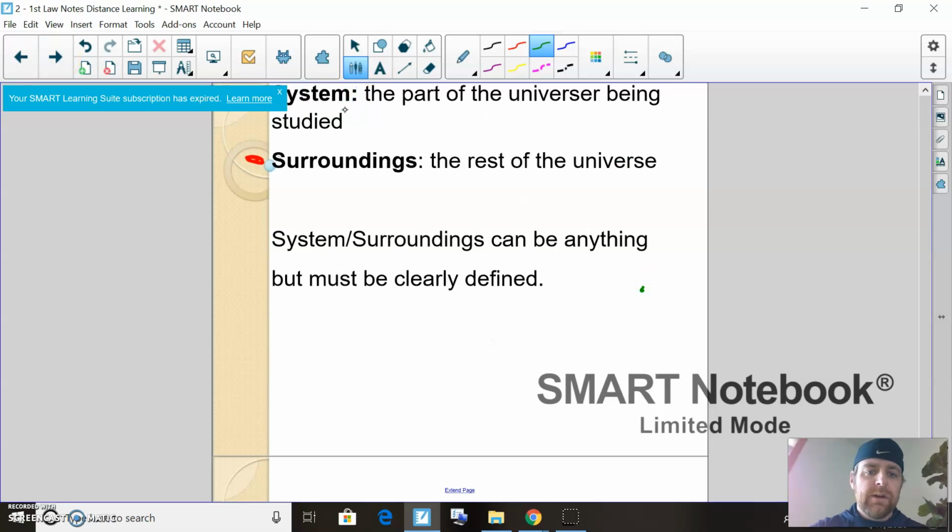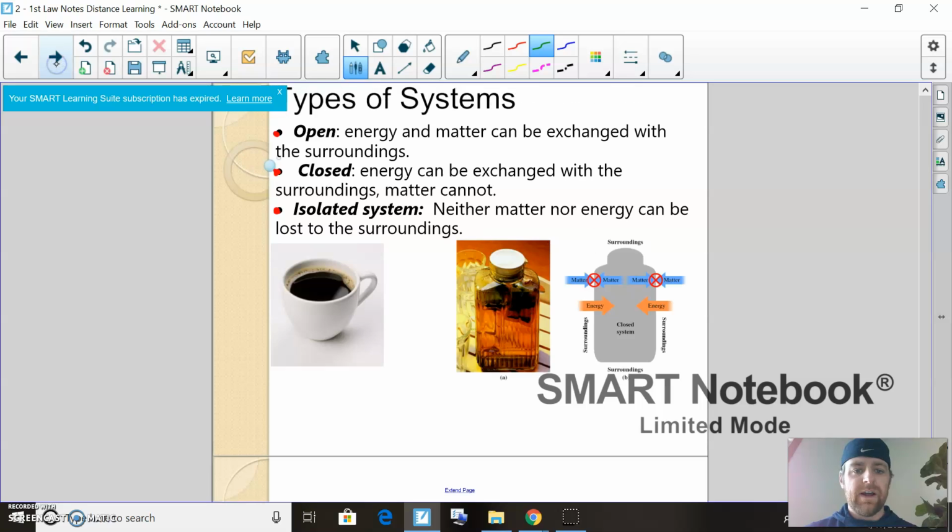As far as what we do, we talk about the system, which is whatever part of the universe is being studied. Surroundings is the rest, and your system is very broad. It's a very loose term. A system could be this room I'm sitting in, and then the surroundings would be my house. It can be anything, but it's got to be clearly defined.